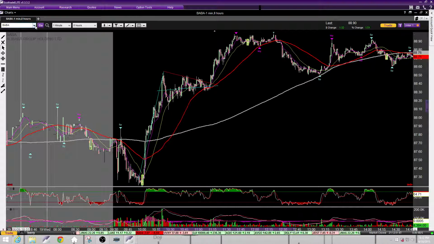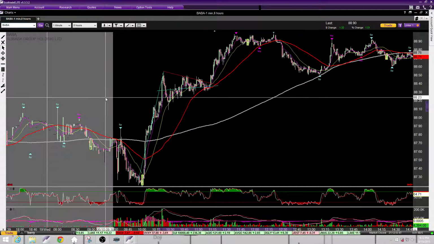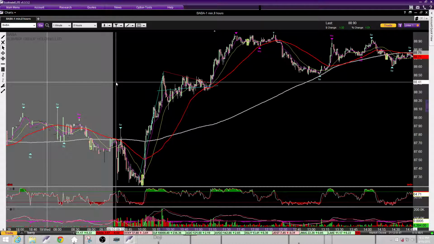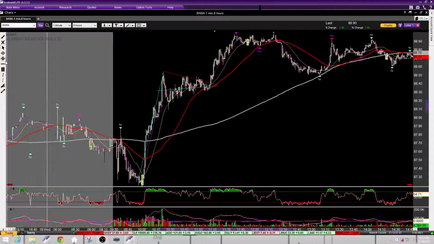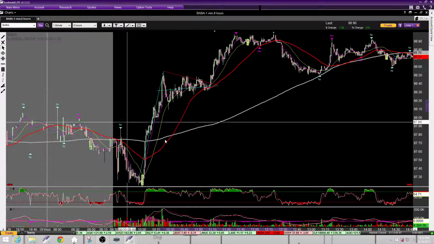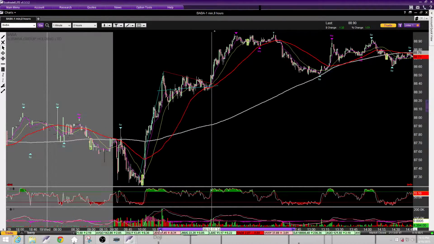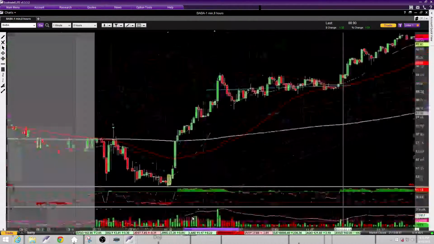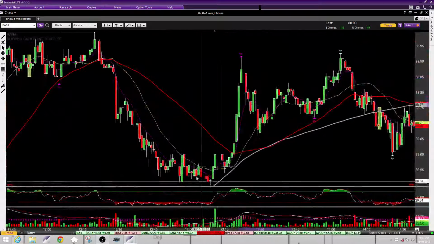What do I mean by using the candles? Candle formations. Oh man, that's like a whole different lesson by itself. Let me see if I can get a candle pattern here. Okay, let's just look right here.